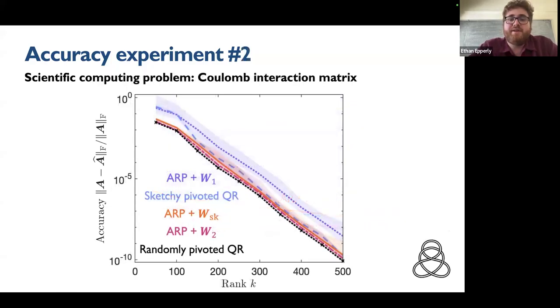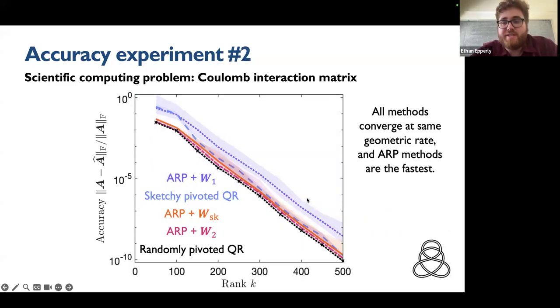Now here's more of a scientific computing example. We have a Coulomb interaction matrix. And I'm showing all 5 methods. And you see that all methods are converging at the same geometric rate, but the ARP methods are the fastest. We achieve the same accuracy up to some multiplicative error as the other methods, but we are much faster. So this is, again, I think also a nice demonstration of this ARP algorithm.